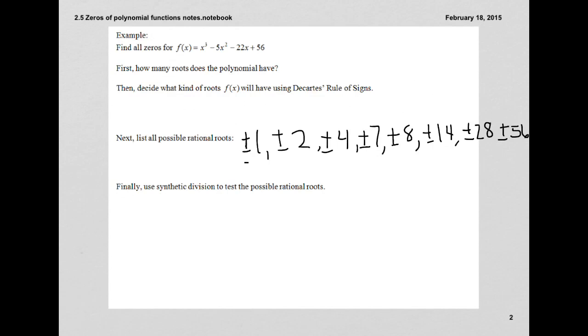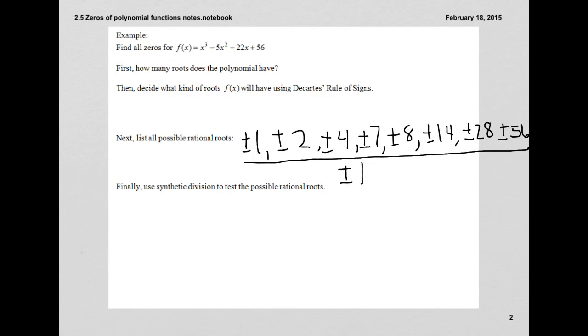Okay, we will divide all of those by the leading coefficient. And the leading coefficient is the first coefficient when your function is in order. So our leading coefficient is 1. So we'll divide all of these by plus or minus 1. Okay, finally we use synthetic division to test the possible rational roots.